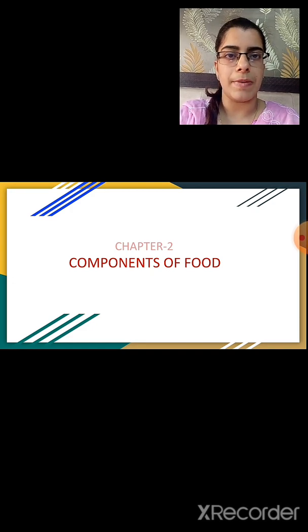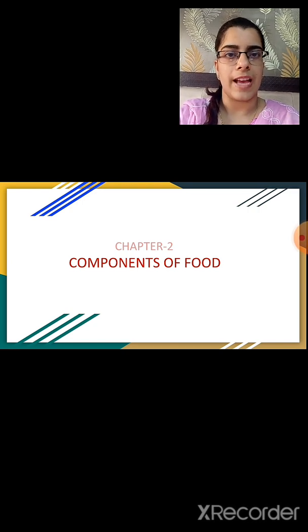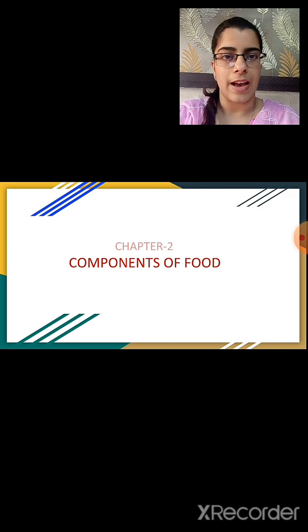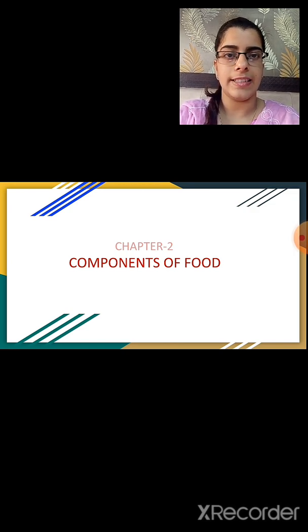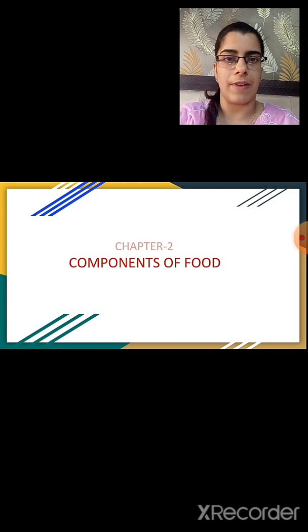Do you remember what the different topics were that we studied in this chapter? We studied the different components that are present in our food. Then we also studied the tests for the detection of starch, proteins and fats in our food items. We studied about the balanced diet and the deficiency diseases. So let's revise this chapter.